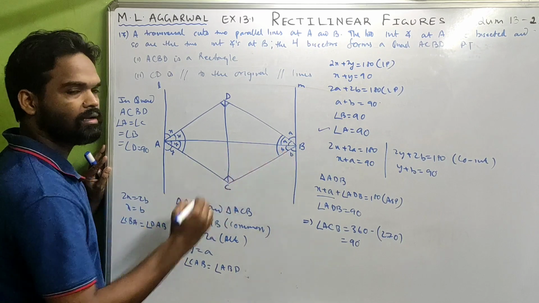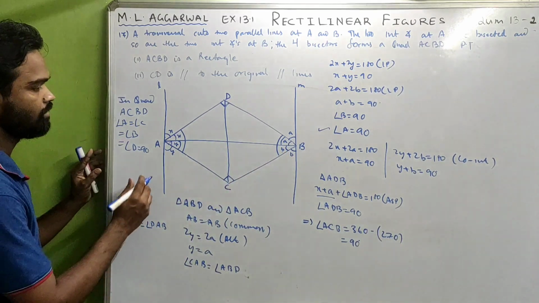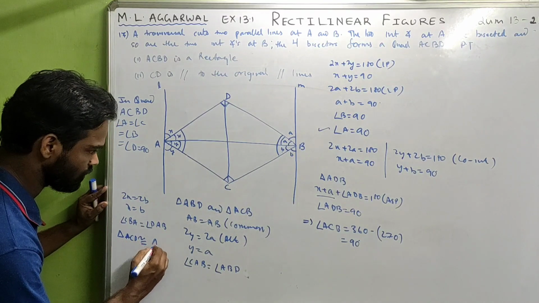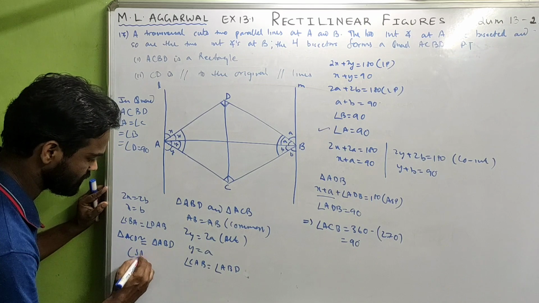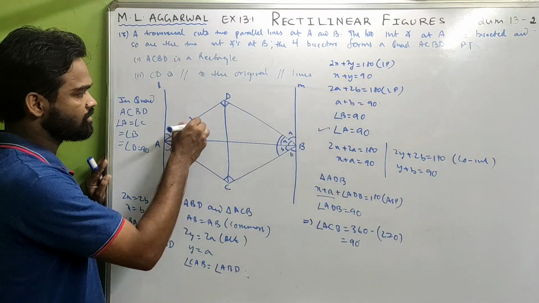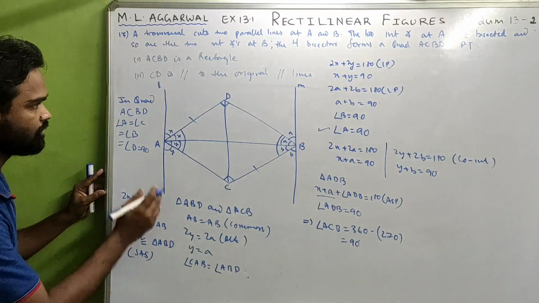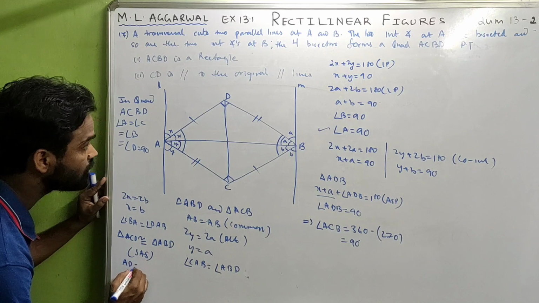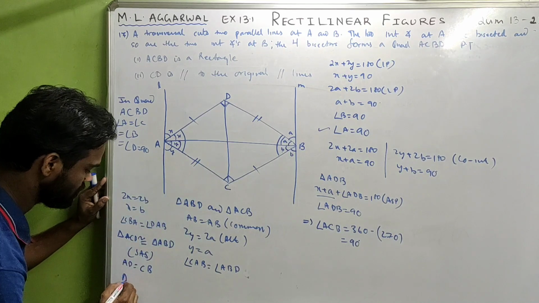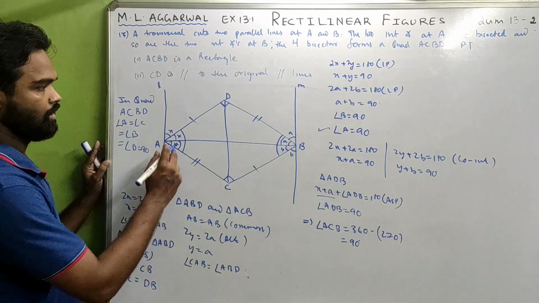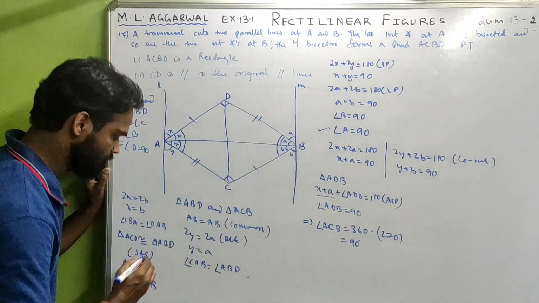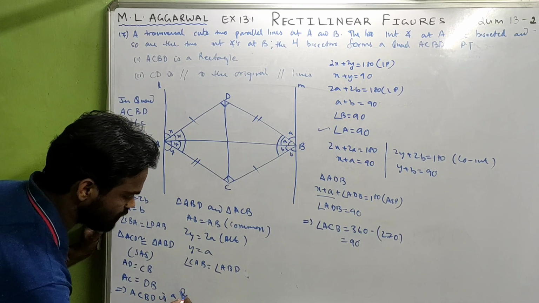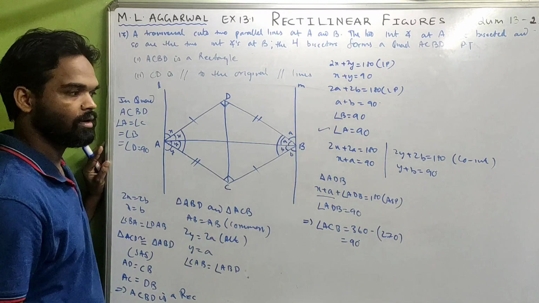Angle, side, angle. Which means triangle ACB is congruent to triangle ABD. That's side angle side. This side and this side will be equal, and this side and this side will be equal, which means AD is equal to CB and AC is equal to DB. So the opposite sides are equal and all angles are 90 degrees, which means quadrilateral ACBD is a rectangle. No doubt in that. Done.